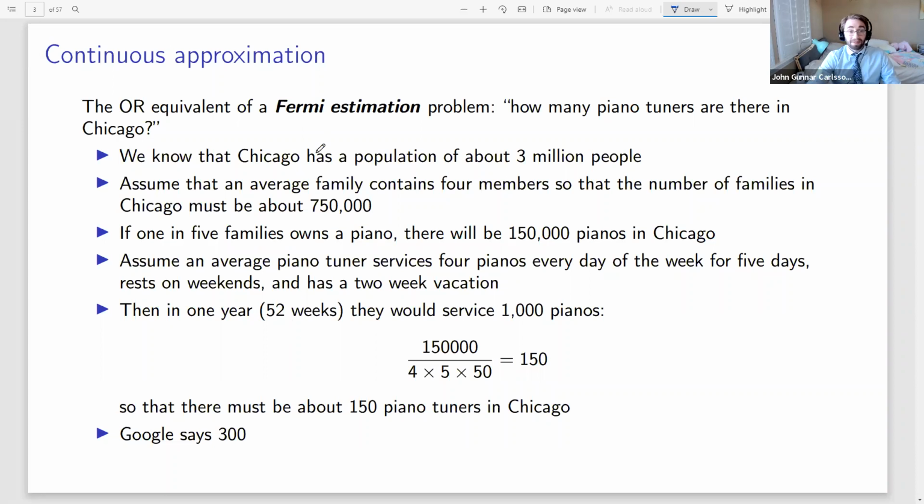So here's an example of a Fermi estimation problem. You might ask, how many piano tuners are there in Chicago? Okay, I have no idea what that number should be, right? We'll try and just guess it based on what information we might have available to us.